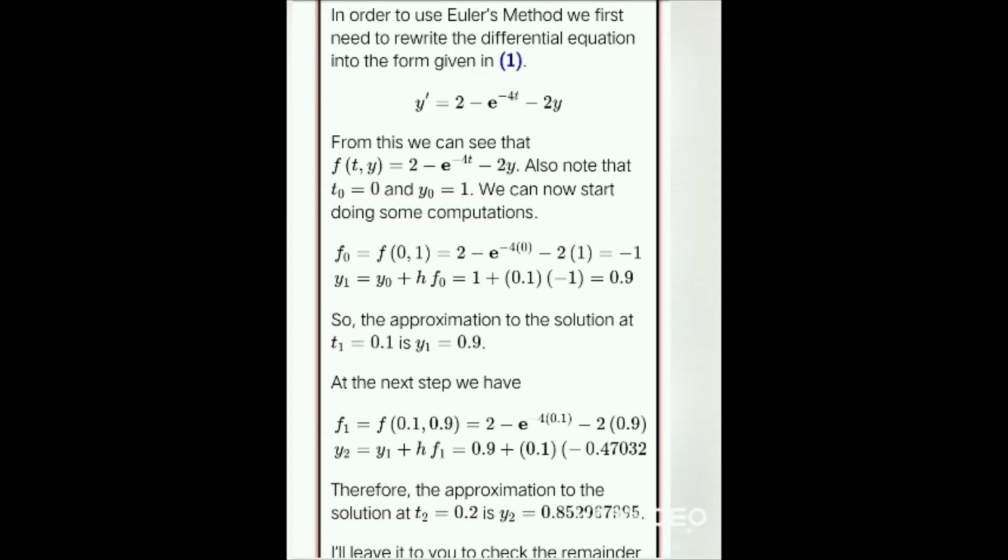At the next step, we have f sub 1 equals f of 0.1 and 0.9 equals 2 minus e raised to negative 4 multiplied by 0.1 minus 2 multiplied by 0.9. Sa nakita ninyo, ang kanang t and y gi-substitute ra gihapon siya sa value nga gihatag diri sa given, which is the value of t is 0.1 and 0.9.